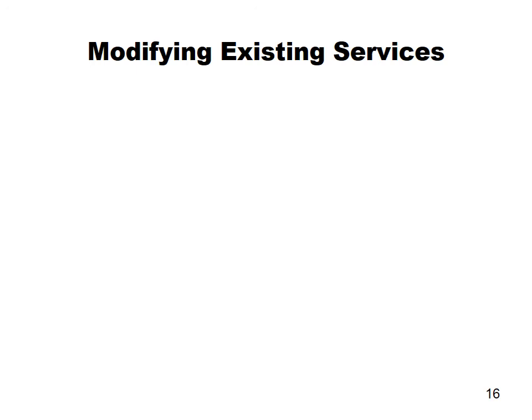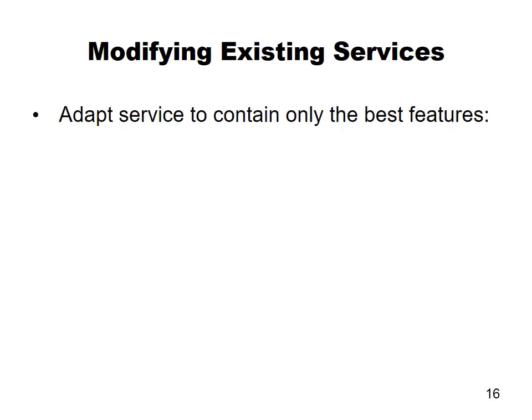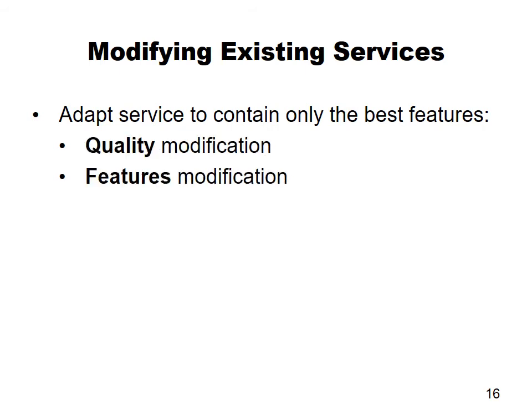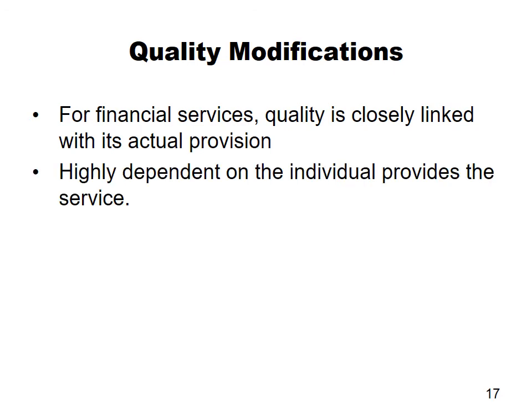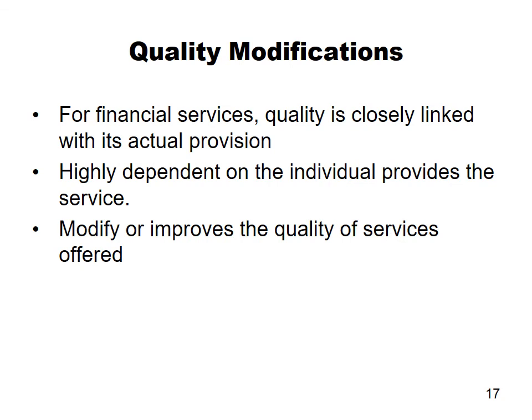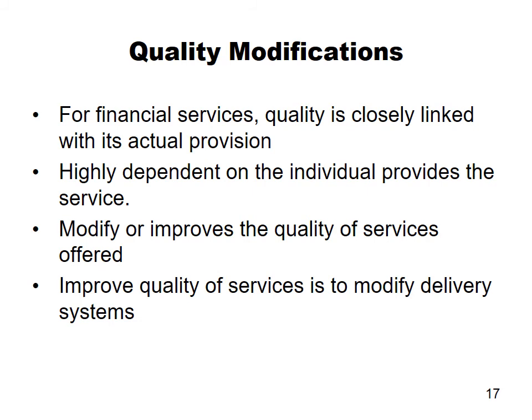Now look at modifying existing services. Adapt the service to contain the best features. There are two ways: one is quality modification and the other is features modification. For quality modification, in financial services, quality is closely linked with the actual provision of service. It is highly dependent on the individual, for example, the teller or the sales staff, providing the service. The banks can modify or improve the quality of the service offered, and one way is to modify the delivery system.